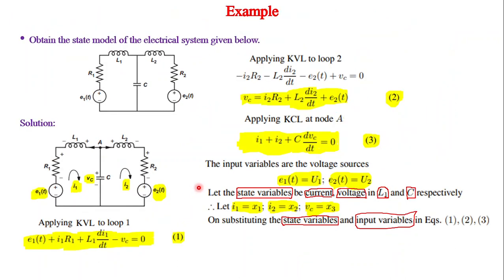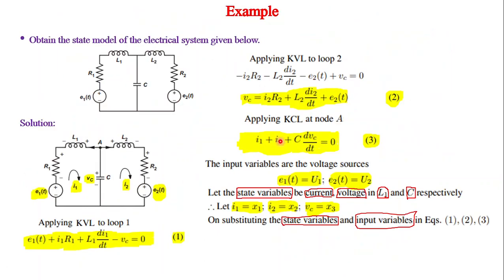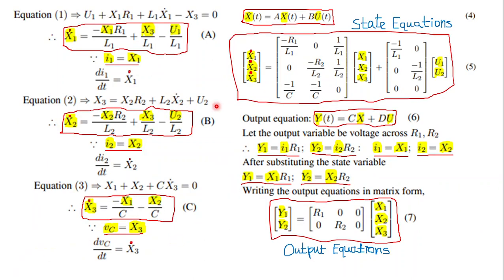Similarly, from equation 2, L2 di2 by dt, that means Vc means x3, R2 x2. Why R2 x2? Because I2 is x2, so L2 di2 by dt, so L2 into x2 dot plus what is E2 of t? U2. That is what we have written. Similarly, you write x2 dot from this, in the same way how we have written x1 dot. So we know I2 equal to x2. So di2 by dt is x2 dot.